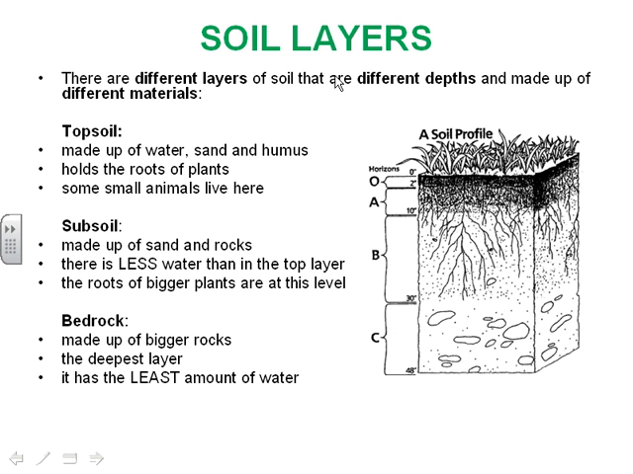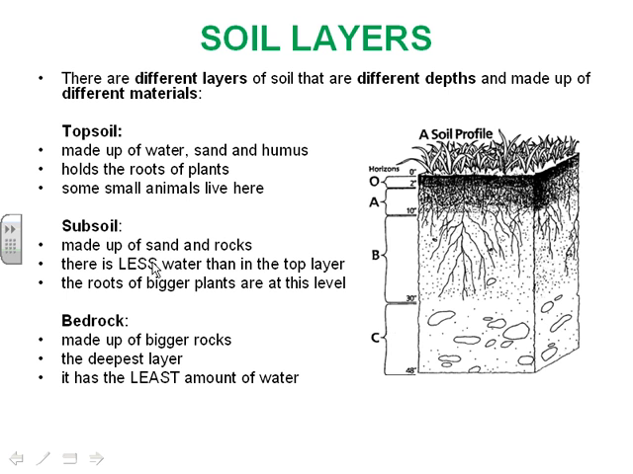Soil layers. There are different layers of soil that are different depths and made up of different materials. Topsoil is made up of water, sand, and humus. It holds the roots of plants. Some small animals live here.